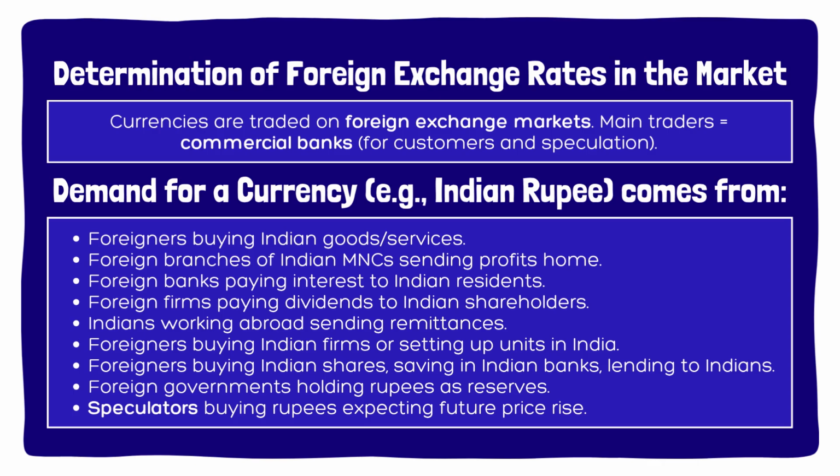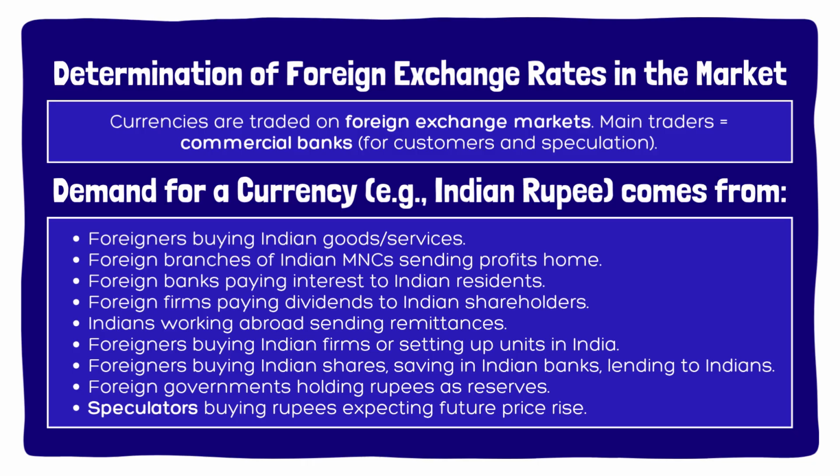Currencies are traded in foreign exchange markets. The main participants in these markets are commercial banks, although governments, firms, and individuals also buy and sell currencies. Currencies are exchanged for several reasons, including buying exports and imports, investing abroad, purchasing financial assets, foreign direct investment, and speculation. Speculators play an important role because they buy or sell currencies based on what they think will happen to exchange rates in the future.